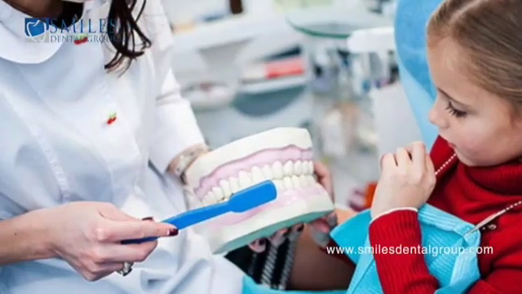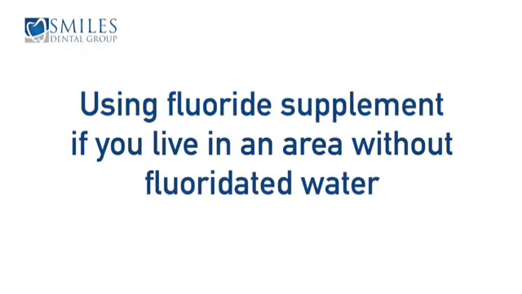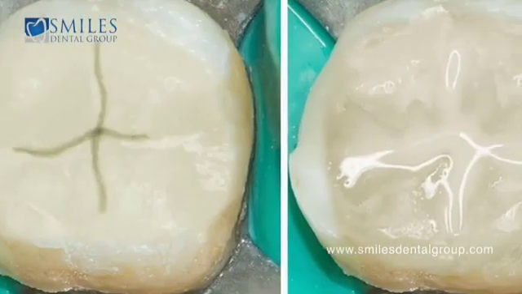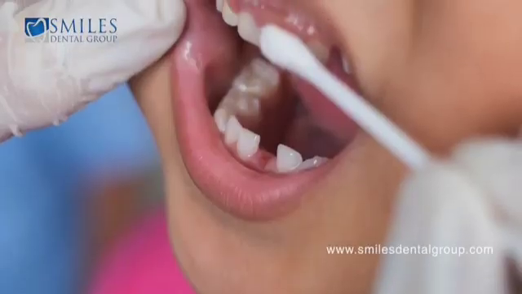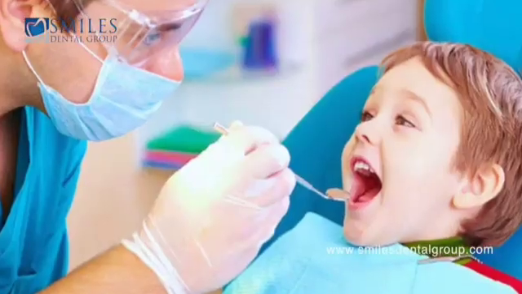Talk with your child's healthcare provider or dentist about using a fluoride supplement if you live in an area without fluoridated water. Also, ask about dental sealants and fluoride varnish. Both are put on the teeth. Schedule routine dental cleanings and exams for your child every 6 months.